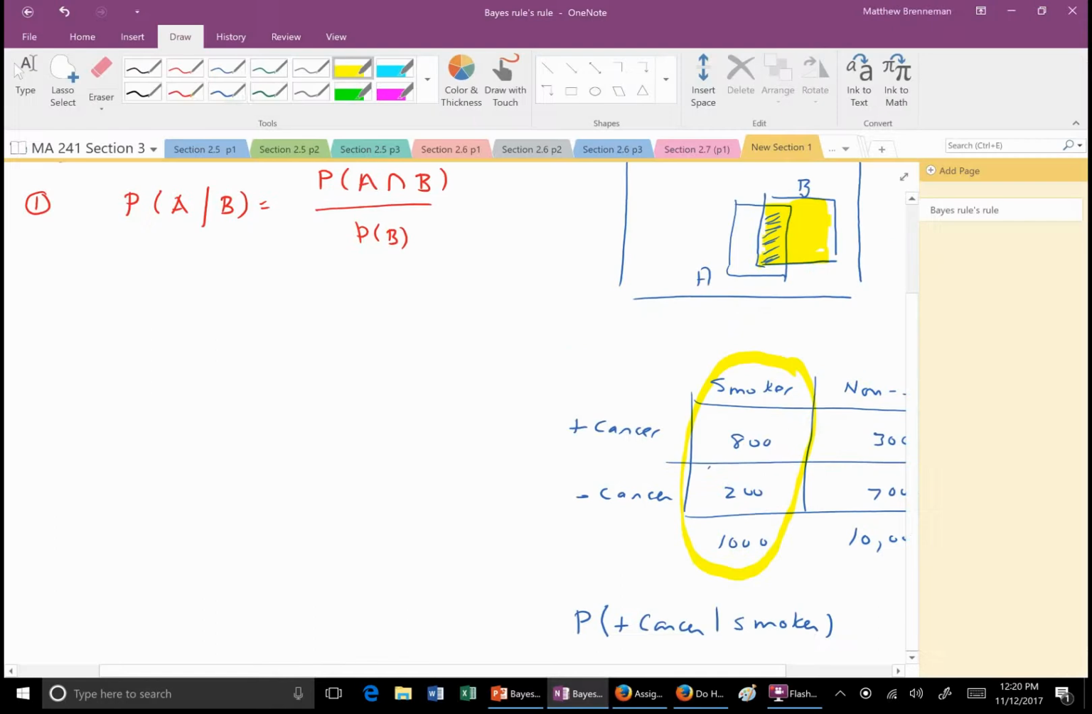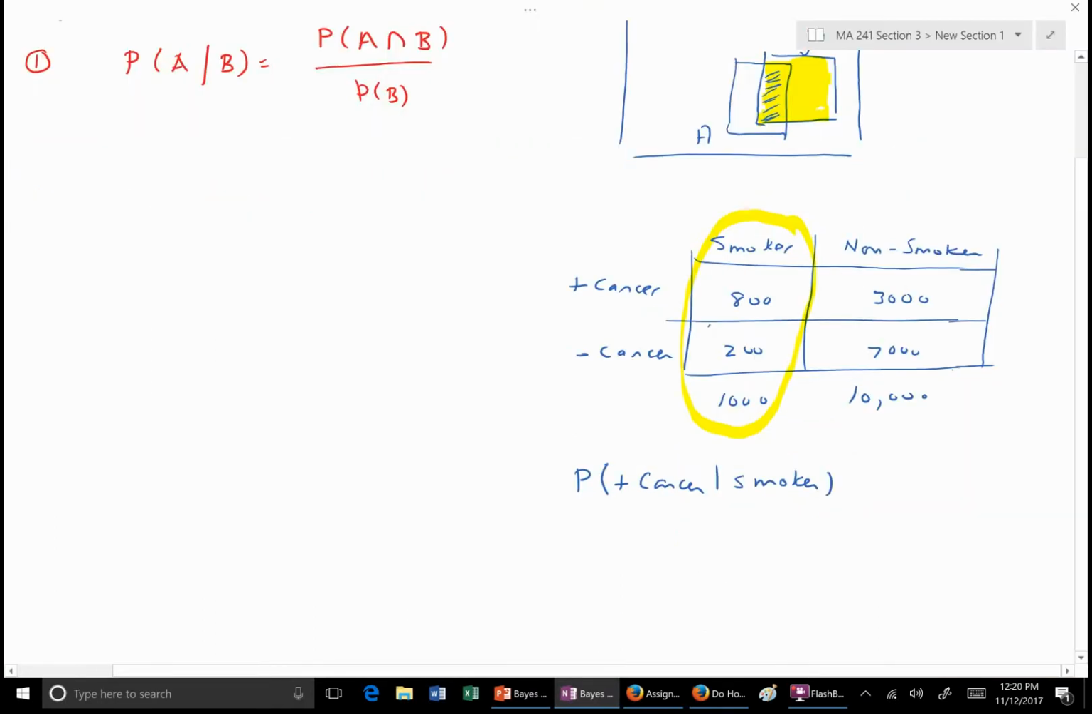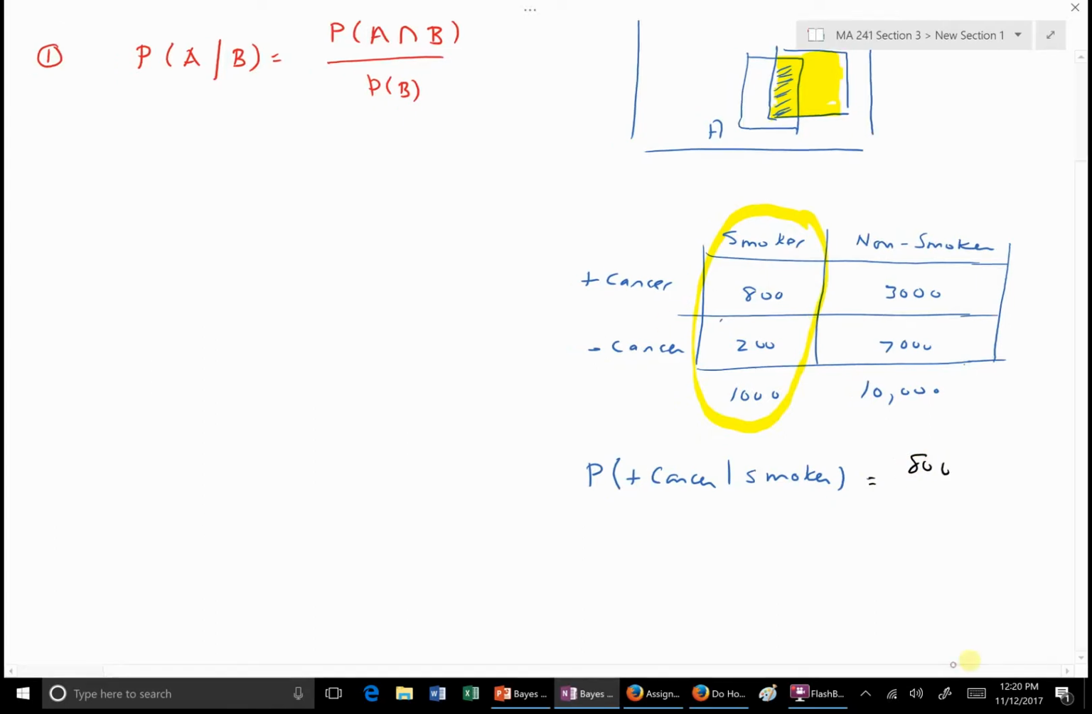And so if I go ahead and compute that, that's rather easy, right? That's going to be equal to, well, I have 800 people that are both smokers and have cancer divided by 1,000 people that are smokers. So it's 80%.